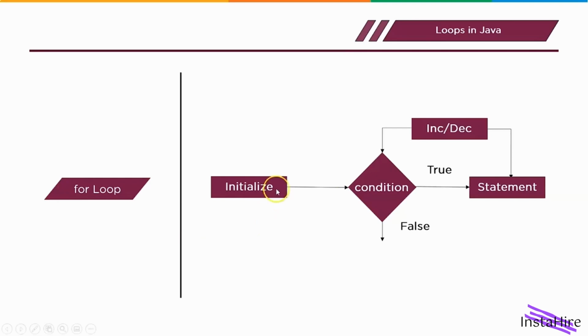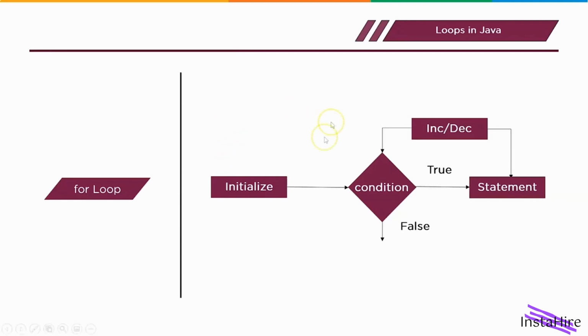So the first part, where i equals 0, is the initialization. That's where you provide your i variable, or the counter variable, and initialize it with a number, which can be 0 or any number you choose. Sometimes you may choose 0, or sometimes you may even choose 1, based on your requirement.